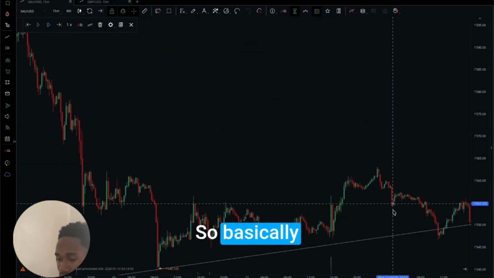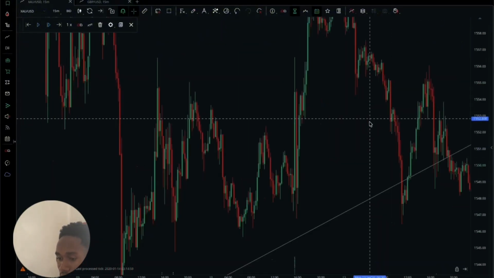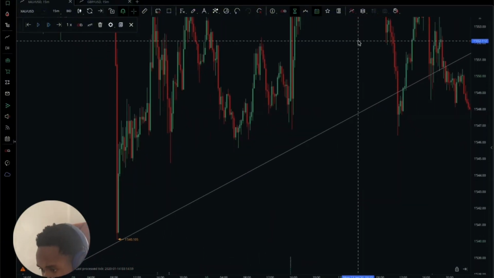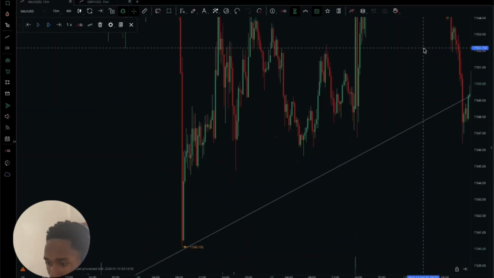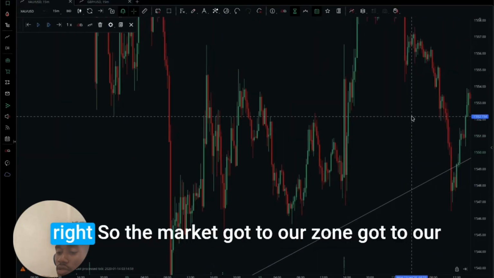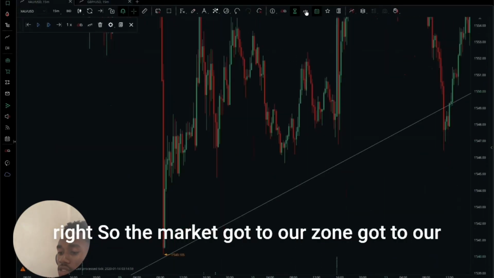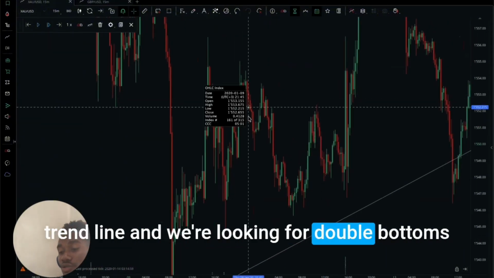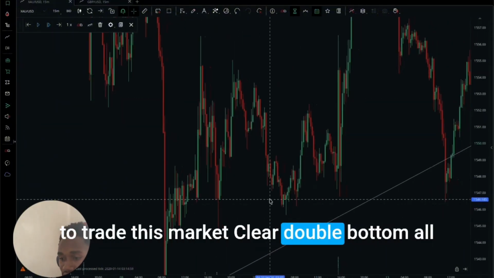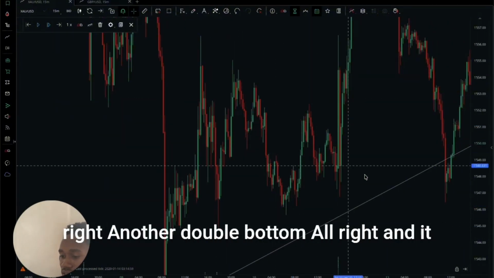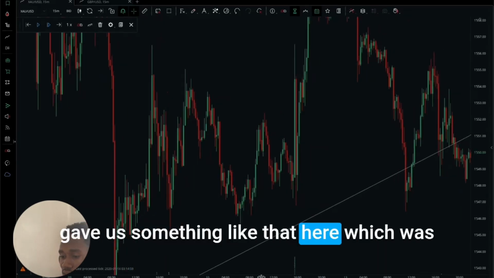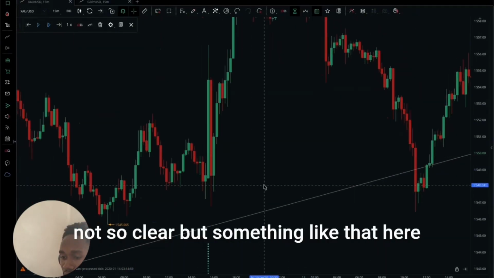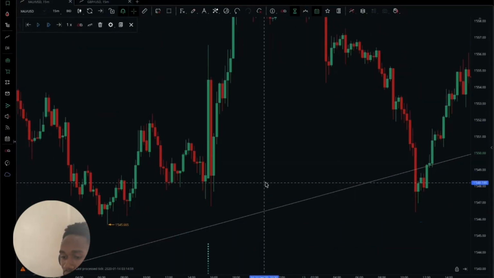So basically, this is what happened here. Alright. So the market got to our zone, got to our trend line, and we're looking for double bottoms to trade this market. A clear double bottom, alright, you understand double bottom. And it gave us something like that here. It was not so clear. Something like that here.